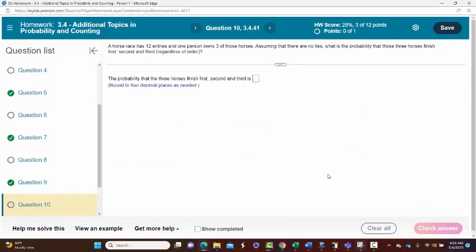12 horses, 3 horses finish first, second, and third. Okay, that's just going to be a permutation.